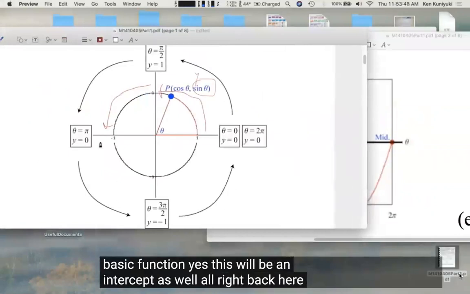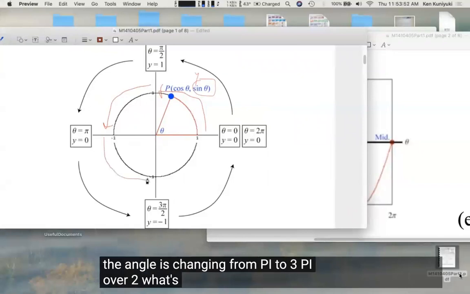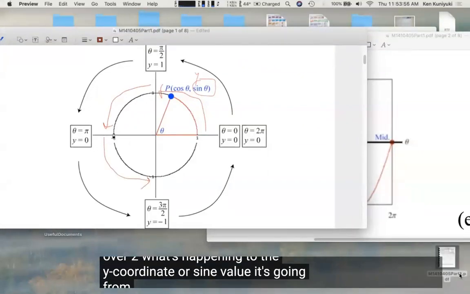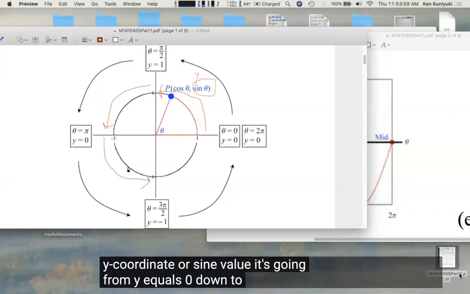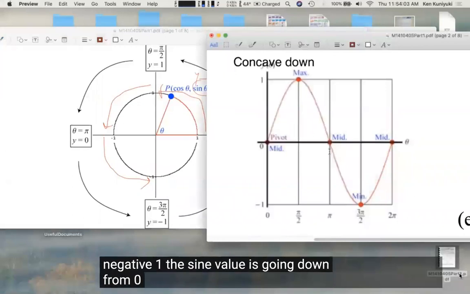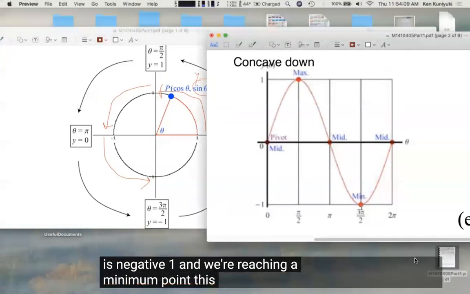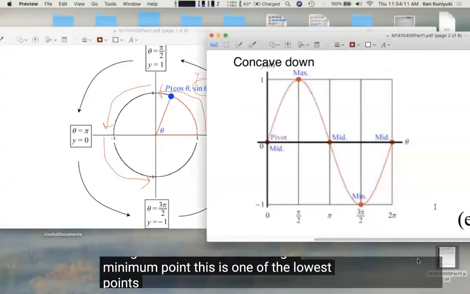All right, back here. The angle is changing from pi to 3 pi over 2. What's happening to the y-coordinate or sine value? It's going from y equals 0 down to y equals -1. The sine value is going down from 0 to -1. Sine of 3 pi over 2 is -1, and we're reaching a minimum point. This is one of the lowest points on the graph.